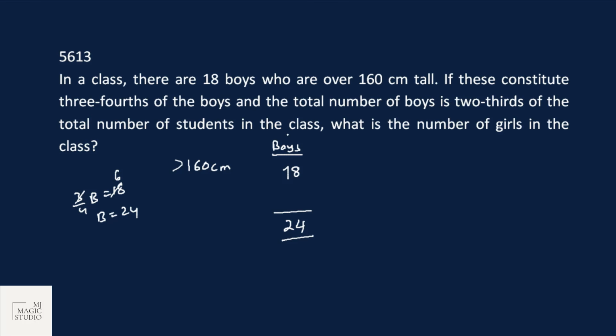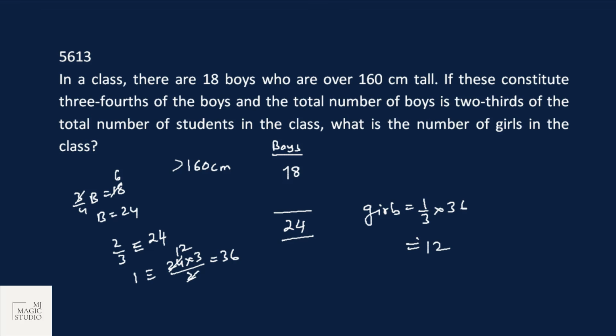And the total number of boys is 2/3 of the total number of students in the class. Now 2/3 is 24 in the class. Then what is the number of girls in the class? Girls in the class are 1/3. If 2/3 is 24, 1 is 24 into 3 by 2. That is 36. That means number of girls are 1/3 of the total, 12. We should type in 12. What is the number of girls in the class? Those are 12 in numbers.